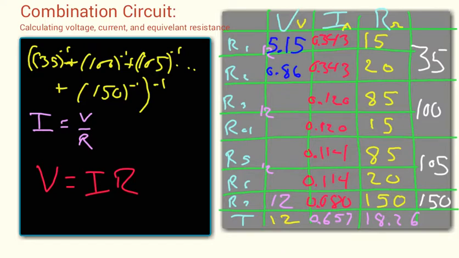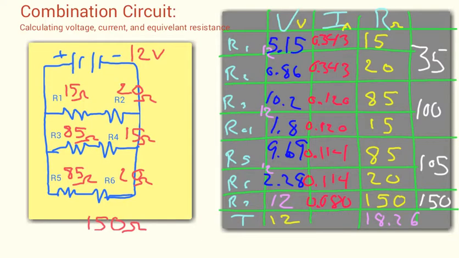So I'm going to go ahead and calculate the rest of the voltage drops. You can see that in each case, when we add the voltage drop through the two resistors on each branch, they each total to 12 or thereabouts. And we'll also notice that if we take the current through each branch and add them up, we'll get the total current of 0.657 amps. So there you have it. This is the combination circuit and the VIR chart for that combination circuit.